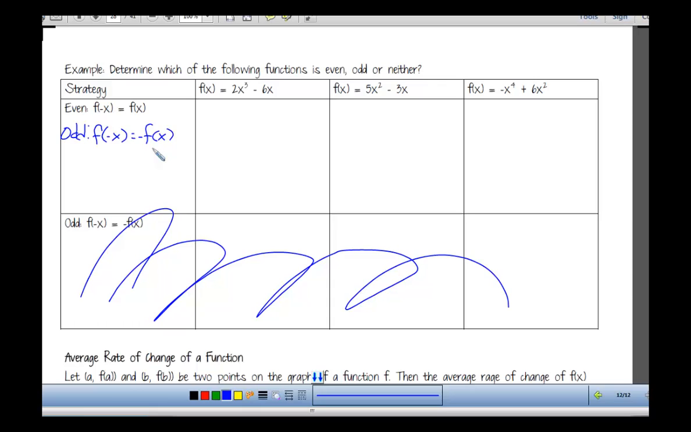We're going to plug in negative x. We get 2 times negative x cubed minus 6 times negative x. Plug the negative x in. Negative x cubed is what? Alright, and we still got the cube part. So it becomes minus 2x cubed. Is that right? Yes?